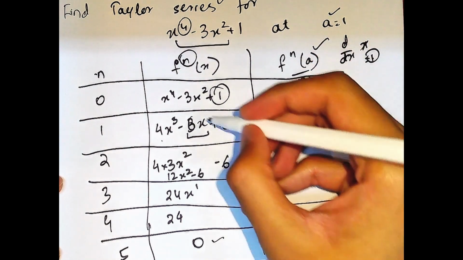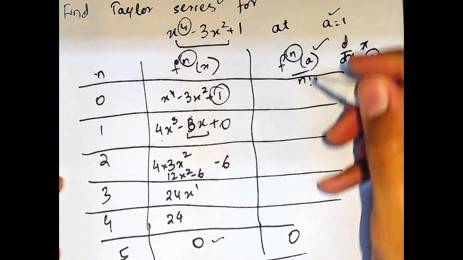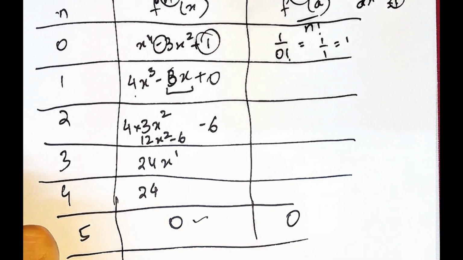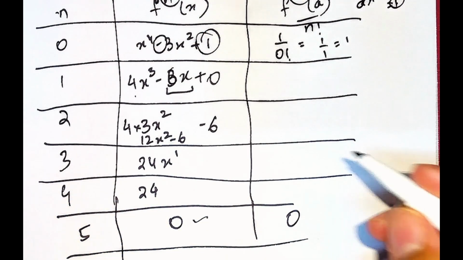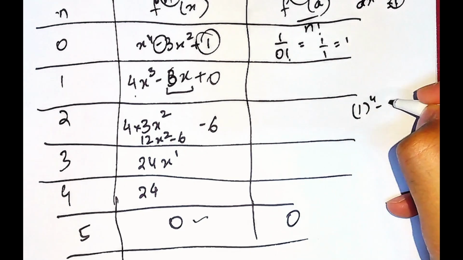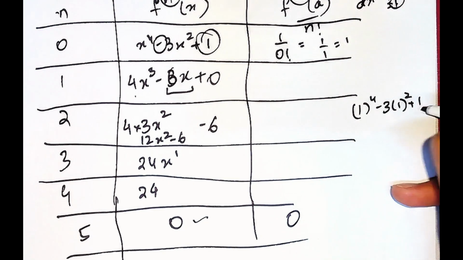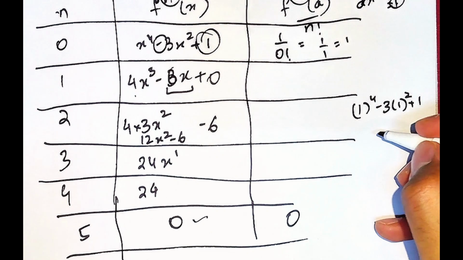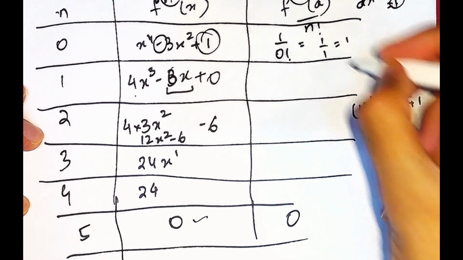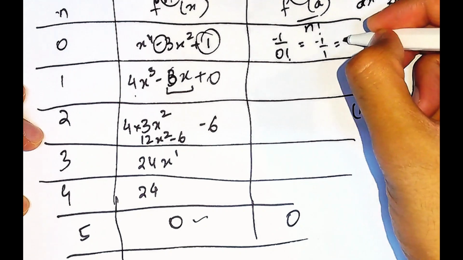First of all, let's put all of these derivatives into the formula with the value of the neighborhood point as 1. So wherever we have an x, we can put 1 over there, okay? So if we take the first equation, we have 1^4 - 3 times 1^2 + 1. So if we do the computations, we have 1 minus 3 will give us negative 2, negative 2 plus 1 will give us negative 1. So negative 1 divided by 0 factorial will give us negative 1.